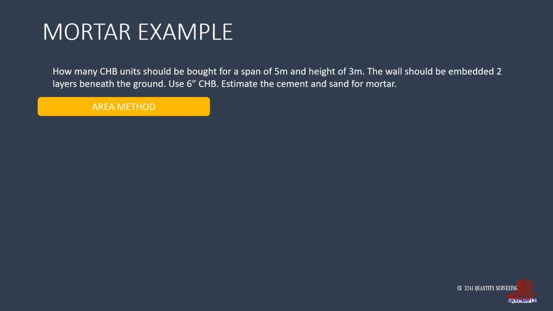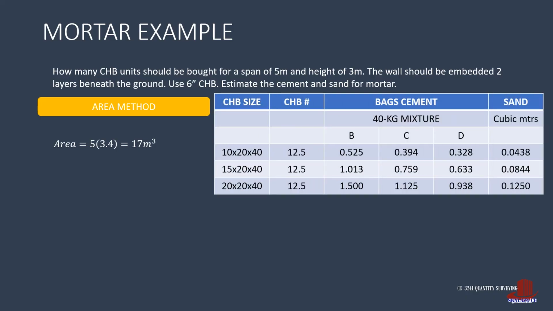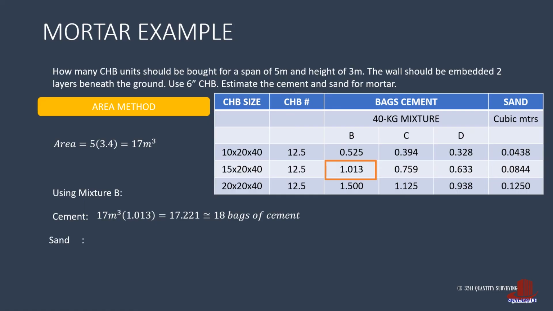For the area method, all one has to do is to look for the area, and that is 5 meters by 3.4, giving us 17 cubic meters. Using the table, we take mixture B, and we multiply the volume. So for cement, we have 17 cubic meters by 1.013, giving 17.221 bags of cement. Sand will be the volume of 17 cubic meters with 0.0844 to give 1.44 cubic meters of river sand.